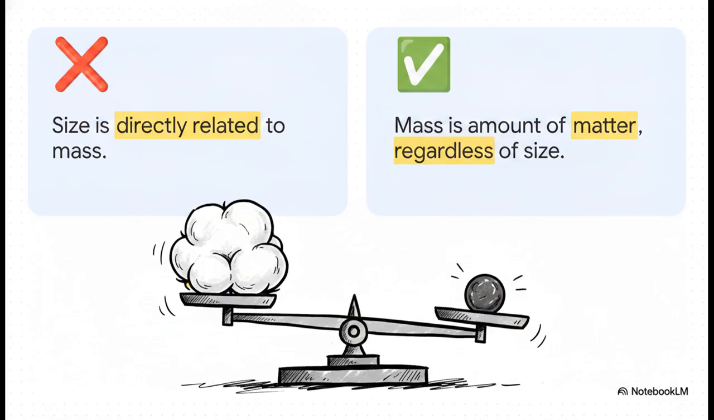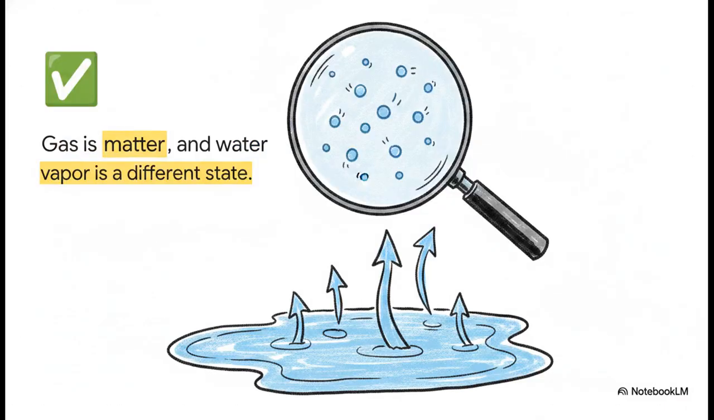Mass is the amount of matter, regardless of how much space the object takes up. The next one is about invisible matter. Students often think that because they can't see gas, it isn't matter. Or they might think that when water evaporates, it just sort of disintegrates and disappears forever. So the crucial point is to consistently reinforce that gas absolutely is matter and water vapor hasn't vanished, it's literally just changed into a different state that's a whole lot harder to see.